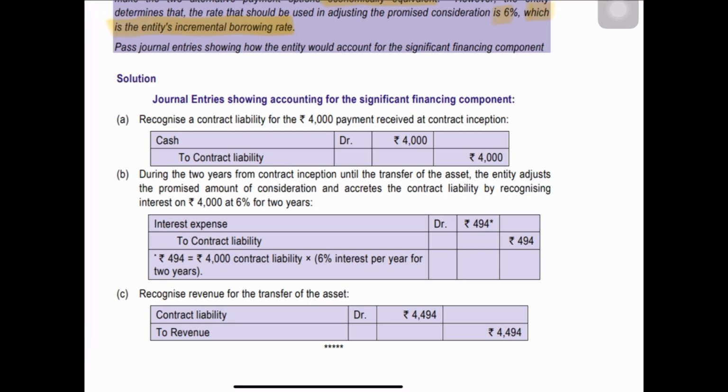So first the entity goes for the 4,000 rupees option. There is a cash receipt of 4,000 and a contract liability is created at the time of receipt for 4,000 rupees.